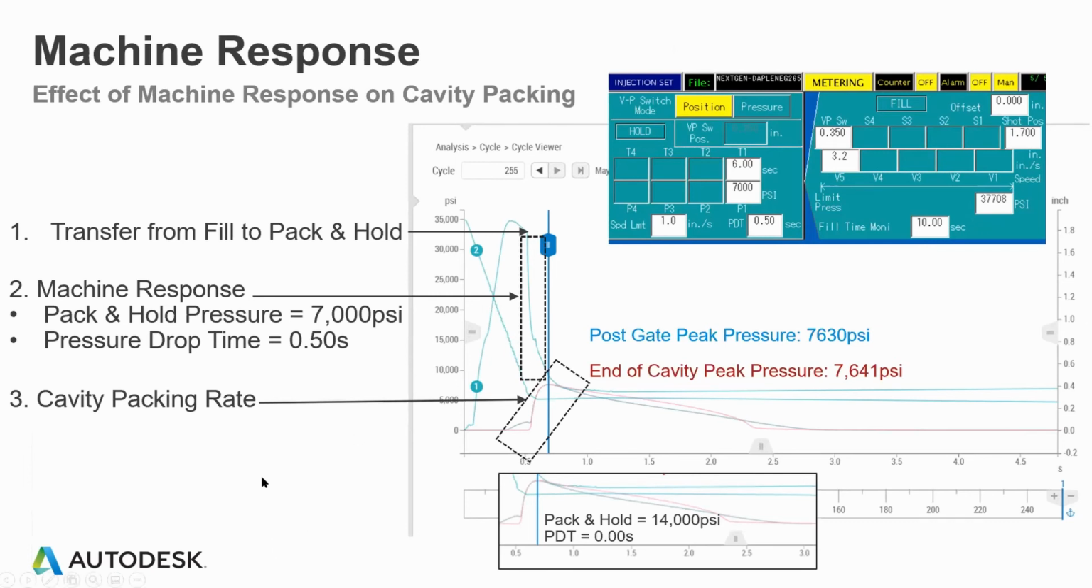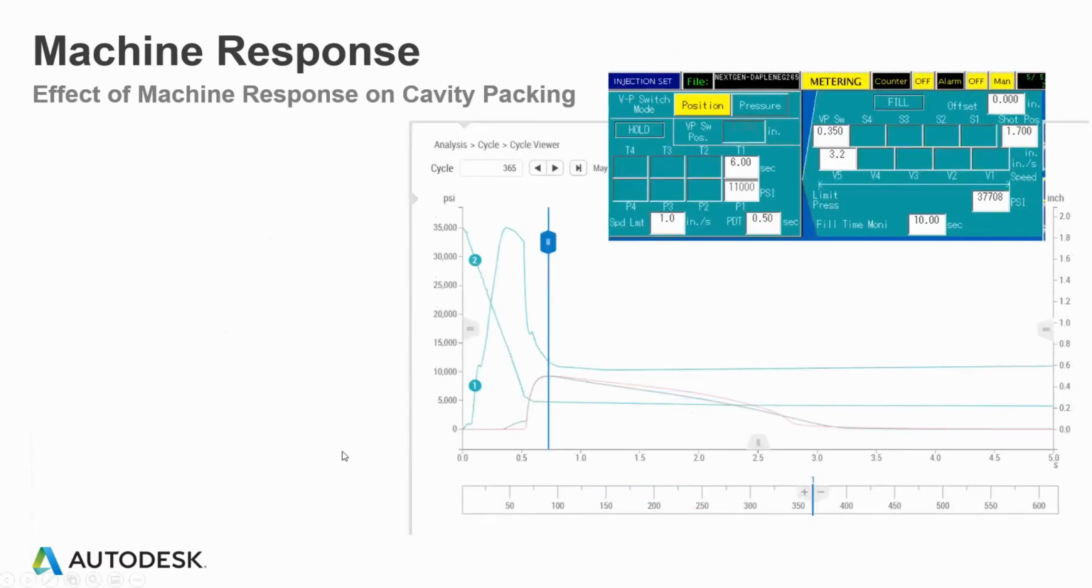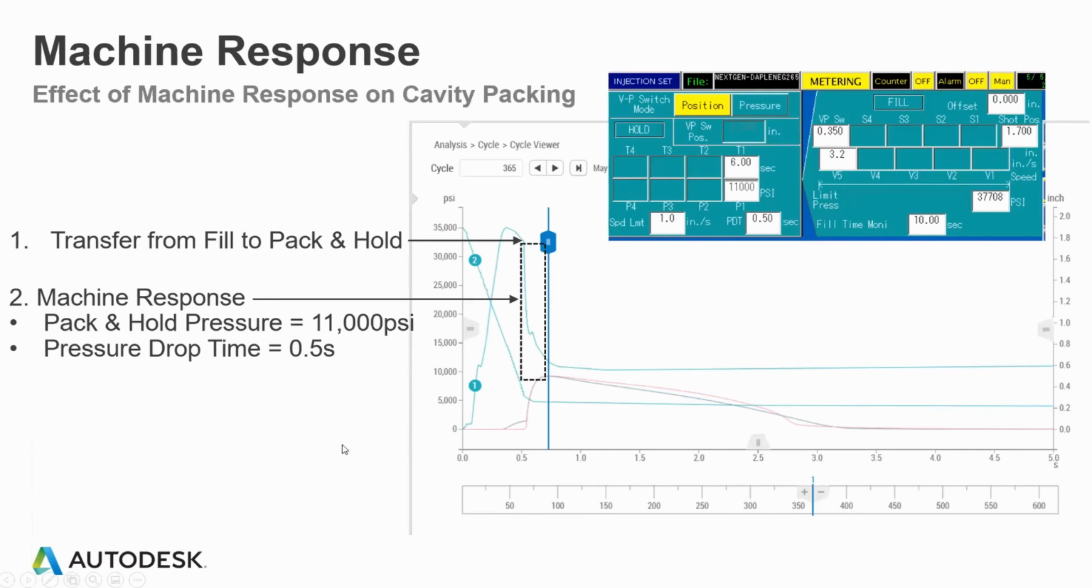Now, some of you may be thinking, well, what would have happened if I'd kept the 14,000 and put this 0.5 in here? Well, I didn't want to find out because when I started to increase the pressure, I started to flash the tool and didn't want to damage something. But I did get up to 11,000 PSI. I used a pressure drop time of 0.5 with the 11,000 PSI.